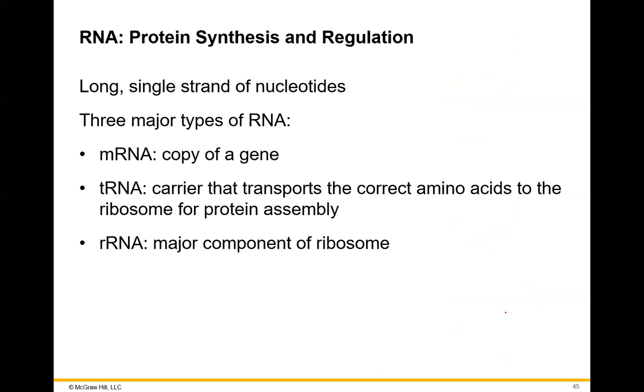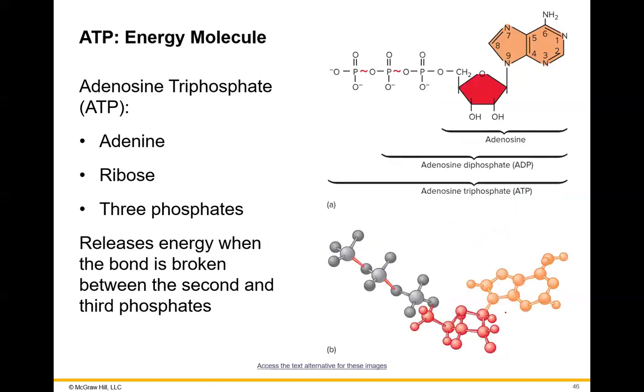All right, RNA, again, they're our messenger. And they also comprise the things that are going to be involved in making the proteins. We'll talk about that in chapter 6.